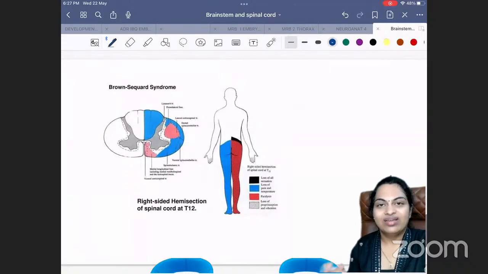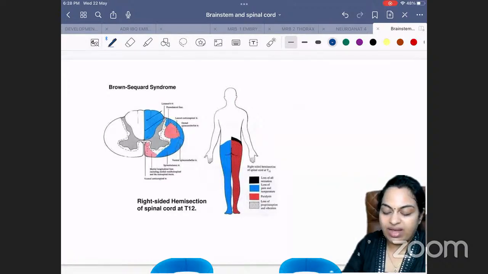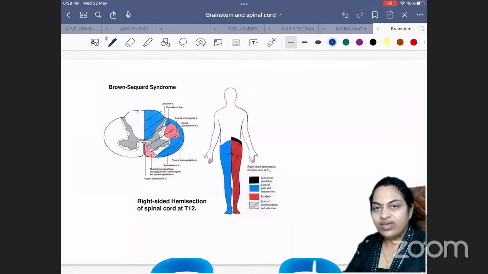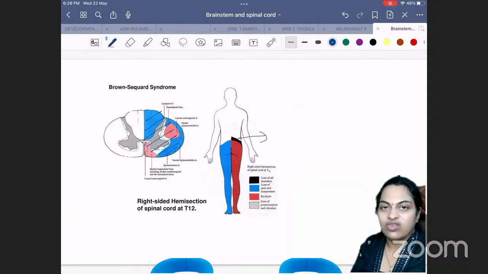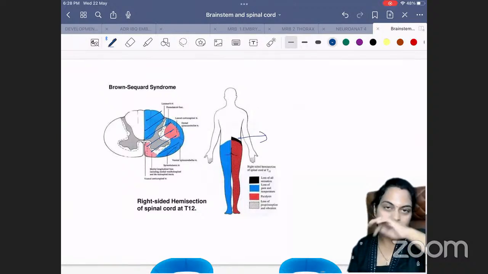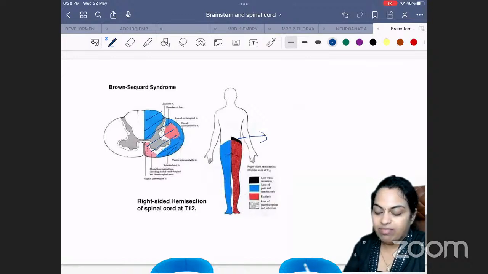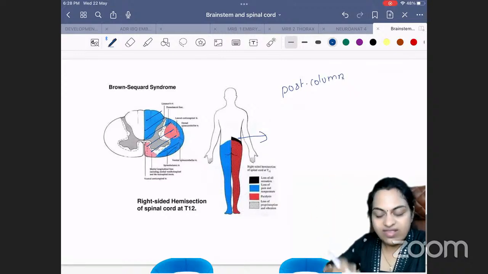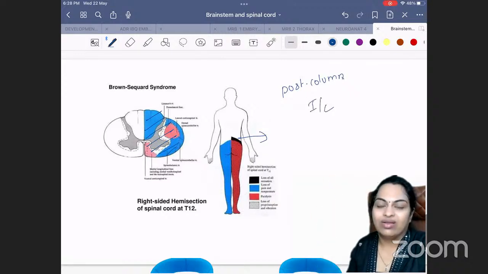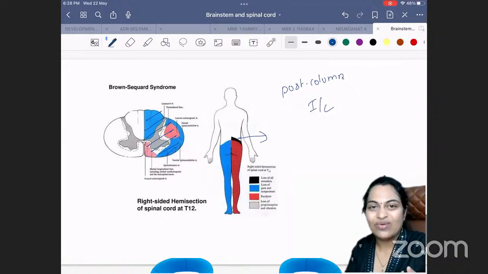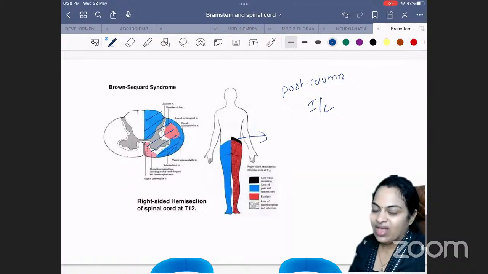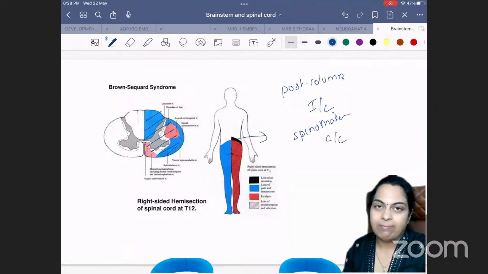Brown-Sequard syndrome. You must be thorough with it, right? The hemisection of the spinal cord. At the level of lesion, everything is gone, sensory and motor, lower motor neuron type. Below the level of lesion, upper motor neuron type of spastic paralysis. And because of involvement of the posterior column, what happens? On the side of the lesion, ipsilateral loss of proprioception, vibration, stereognosis, two-point discrimination, discriminative touch. Because of the spinothalamic tract, what will happen? On the contralateral side, loss of pain and temperature.